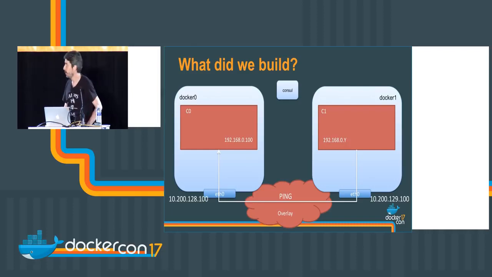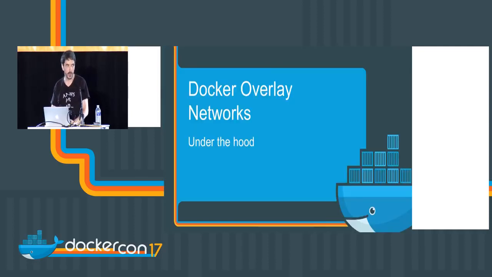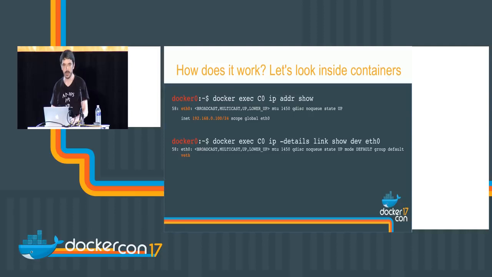Okay, here is what we built. So what we've built so far is 2 containers on 2 different hosts, and I've created the overlay network, and I'm able to ping a container without any NAT, natively on the overlay. So what we're going to do now is try to understand exactly what's in there. The first thing is to go inside the containers and look at the network configuration.